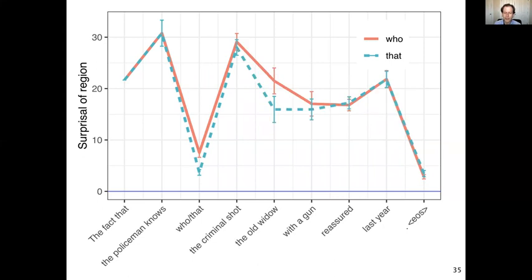Finally, we can look at the version where there's a gap in the wrong position. That is, there's a gap in the main clause where there should be no sensitivity to the filler gap dependency. And so what we see here is that skipping over the gap, there's no sensitivity to whether there was who versus that in the context. So there actually seems to be learning of a hierarchical relationship.